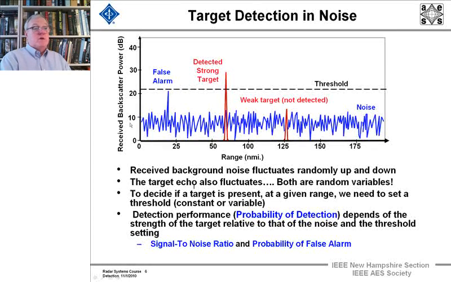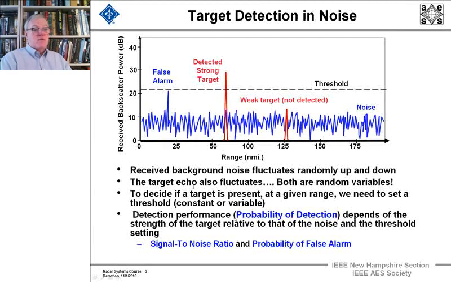Now, the received background noise fluctuates up and down. It's a random variable. And for the targets at this point of discussion, the target echo also can fluctuate, but for our original discussions, we're going to consider just a constant target. But generally, the target can fluctuate. If a target is present at a given range, we need to set a threshold, some constant or variable threshold. Here we have a constant threshold.